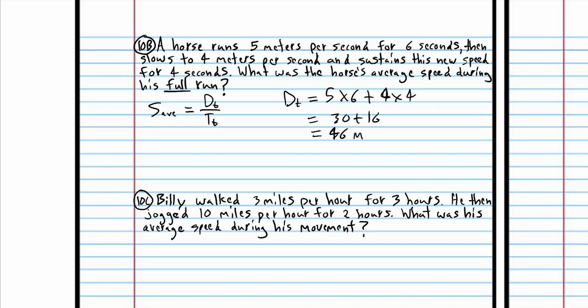Then the total time, whoops, got to use the same notation here. Total time is equal to 6 seconds and 4 seconds, which is 10 seconds. And I'm glad we got 10 because whenever we divide, so total distance is 46, total time is 10, whenever we divide, we just move the decimal one place over. We learned that in class 33 or 34, I believe. So 4.6 meters per second is the average speed.